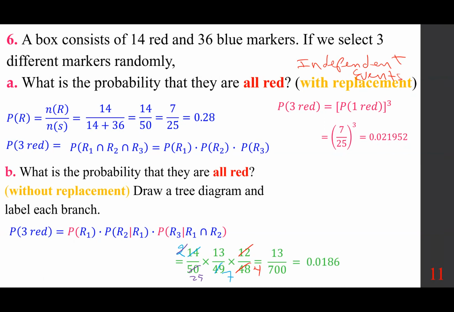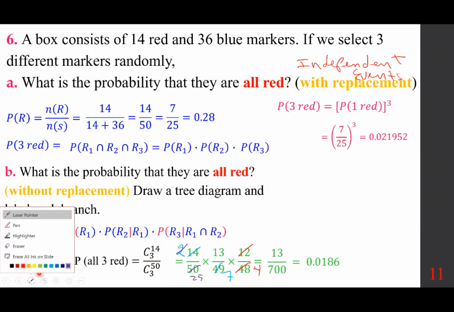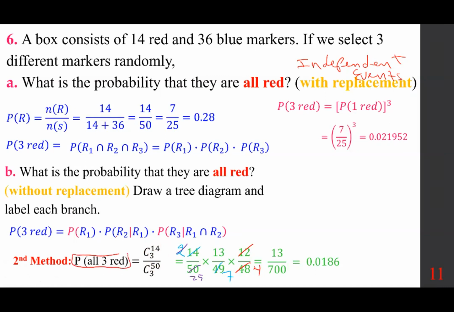let's look at the second method as well, the tree diagram. You can write probability of all 3 red is n of all 3 red over n of S. Let me write it in this fashion first, perhaps. That would be helpful. So this one, you can write it as n of all reds over n of S, all possible outcomes.